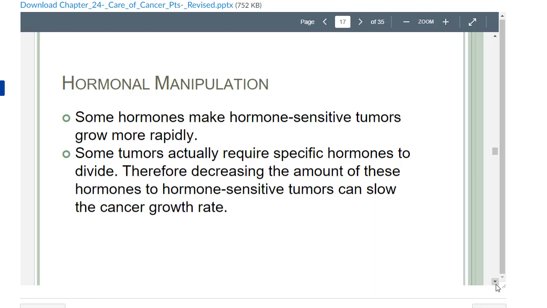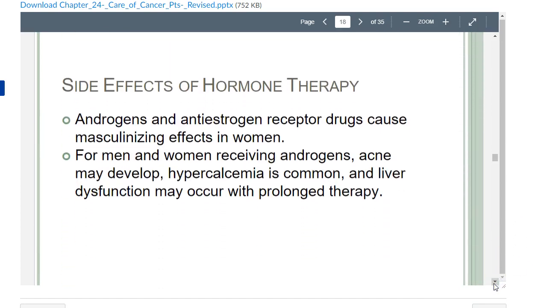So many times what we see with these patients is they will give certain types of hormones to manipulate the amount of hormones in a person. But then, unfortunately, by doing this, we see some unfortunate side effects occur with hormonal manipulation.